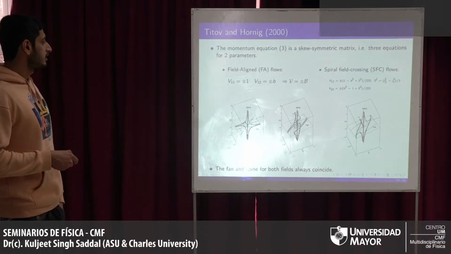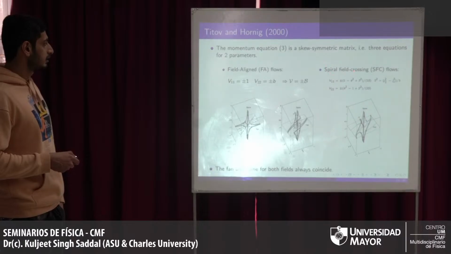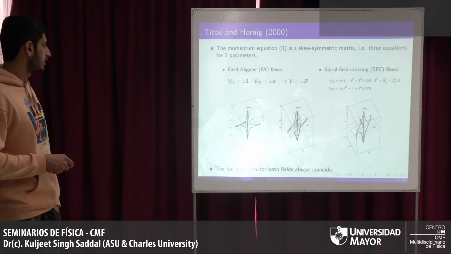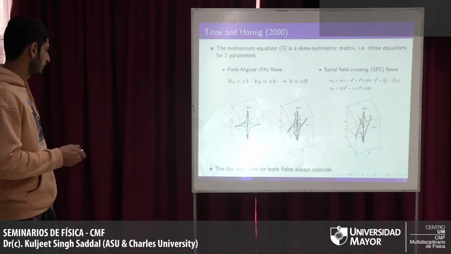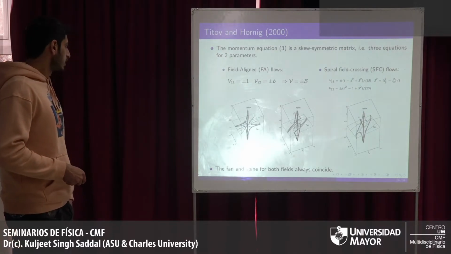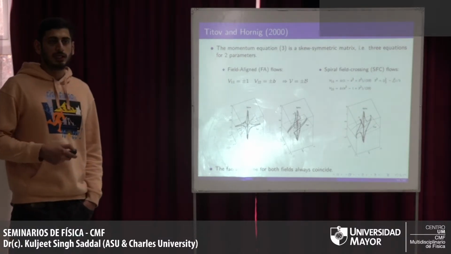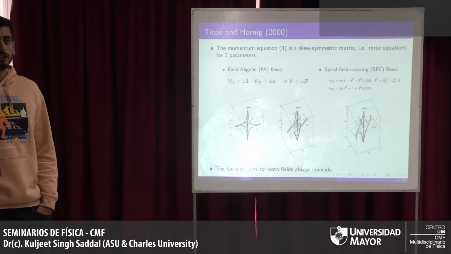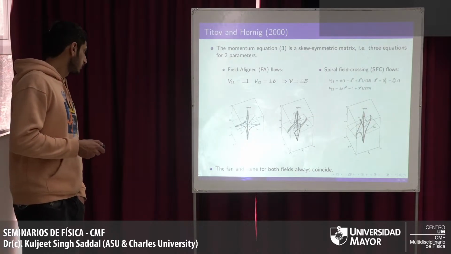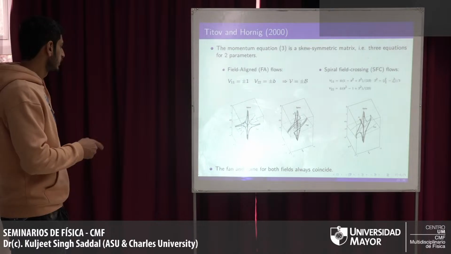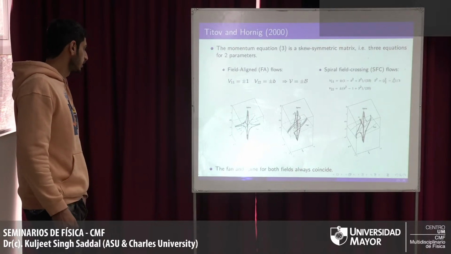And the second solution which they obtain was called the spiral field crossing flows, and they only exist for complex eigenvalues, but we will not discuss much about this for now. Another important consequence is that the fan and the spine, for the velocity field and for the magnetic field, always coincide. They can never have an offset in this analysis.